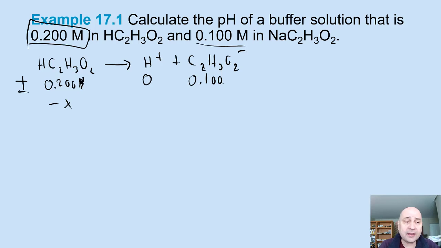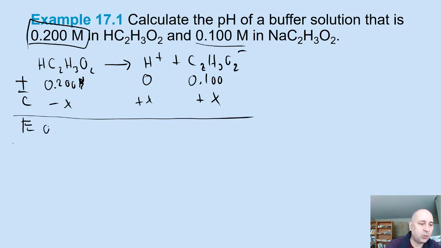And so then that's going to shift. This is going to increase by x, and this is going to add by the amount of x, right? Because there's a 1-to-1 relationship. So at equilibrium, we then have 0.200 minus x. This goes up by x, and this is what we want to know. We want to know the concentration of x, or hydronium, so we can get the pH, because that's what I'm asking for. And then 0.100 plus x.